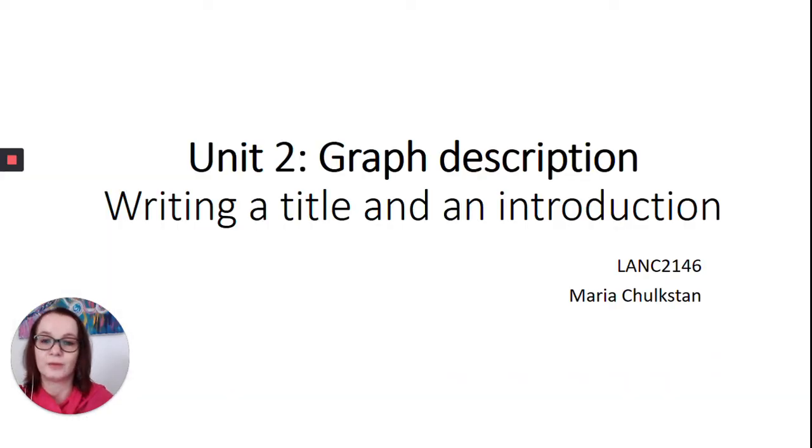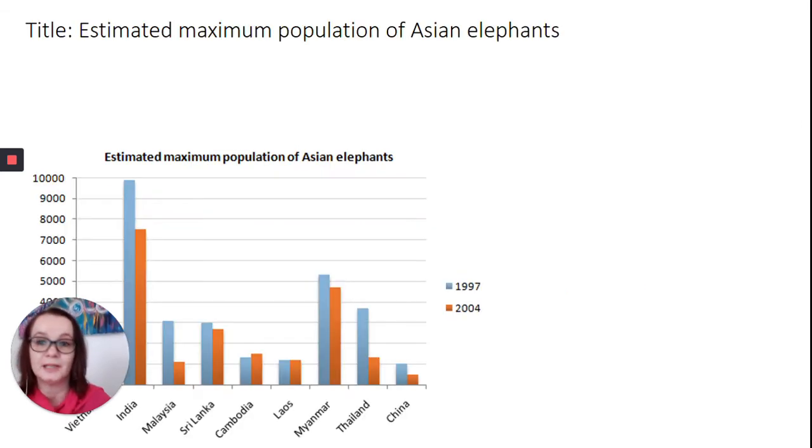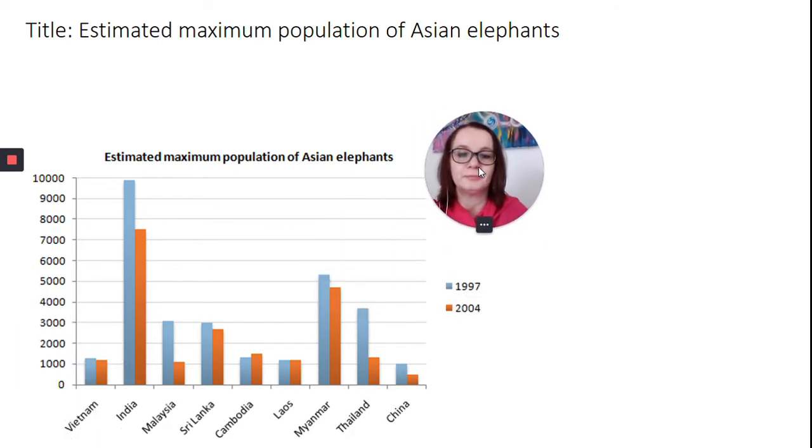Hello everyone, now we're going to discuss how to write a title and an introduction for a graph description. Well, let's take a look at this bar chart over here. And here, a title is already given, and many students in their graph descriptions would write a title that is given to the chart by default. However, this is wrong. Why?